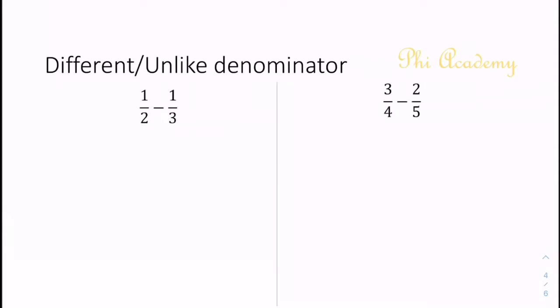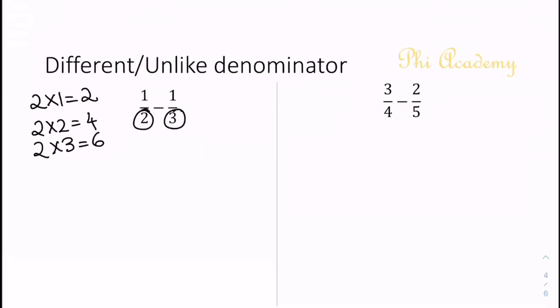Now let's have a go at this question. Again we have two different numbers, so unlike denominators. Start off with our 2, which is the smaller number, and write down its multiples. 2 times 1 giving us 2 is not divisible by 3. 2 times 2, which is 4, again not divisible by 3. 2 times 3 giving us 6. Is that divisible by 3? Yes, it is. Is it divisible by 2? Yes, it is. So this is what we call our LCM.